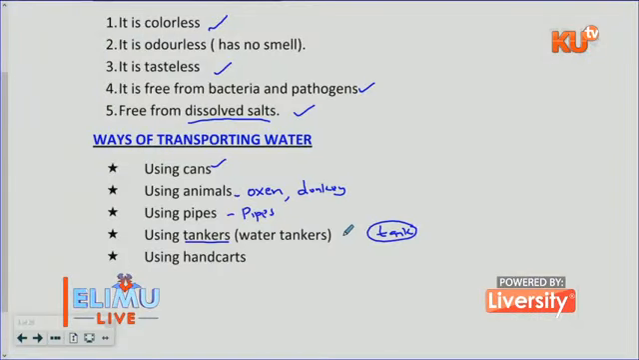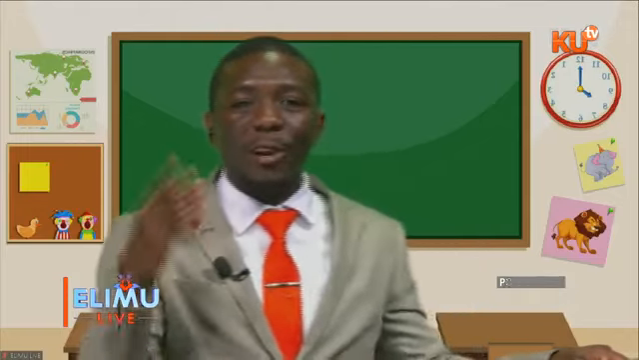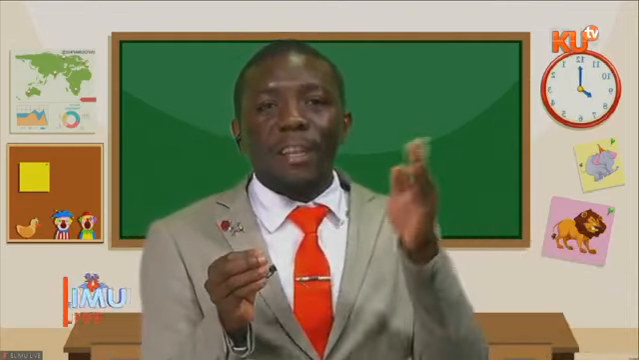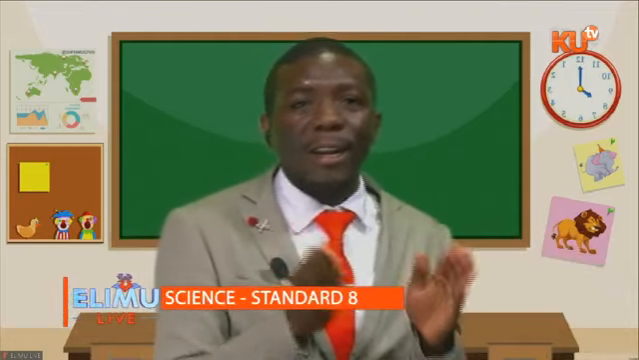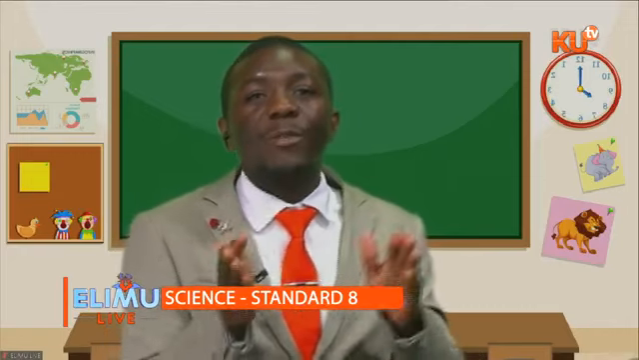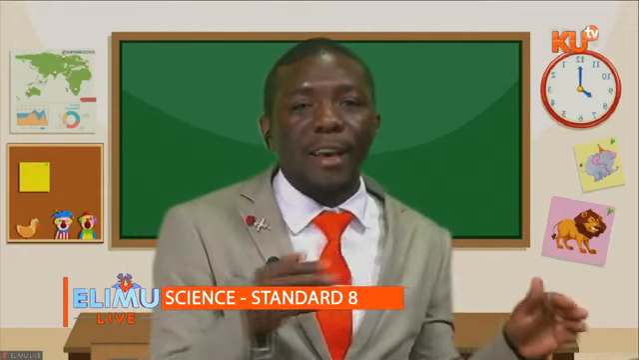If it is a tank and then they add -er, water tanker, this is a special vehicle, a lorry that transports water. Mostly we find it in urban areas. Mostly they are painted bluish, and they have written there "clean water". So a water tanker is a vehicle, or a lorry, that transports water from one place to another.